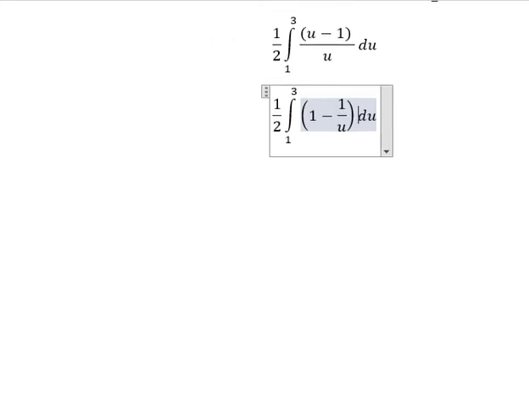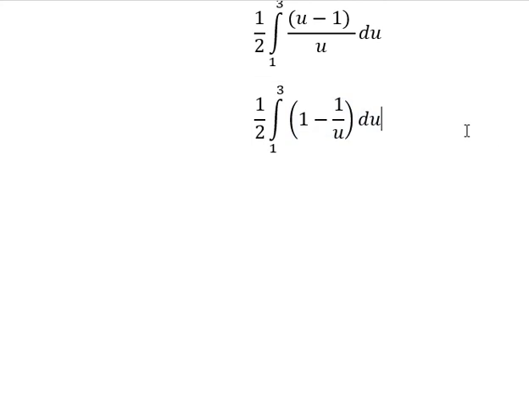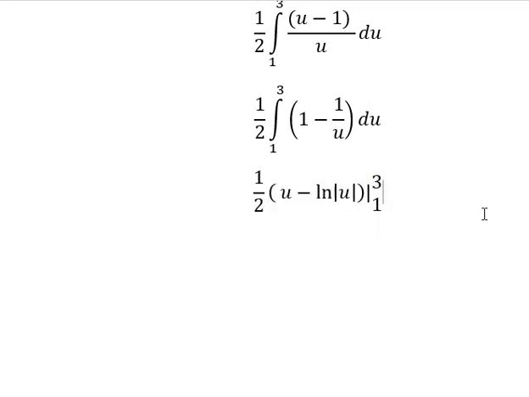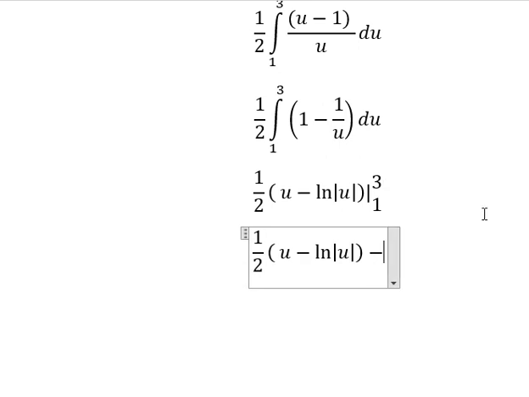And now we have the final answer. The integration of number 1, we have u. The integration of 1 over u, we have ln of the absolute value of u. And I will put the bounds from number 1 to number 3. And now we have the final answer.